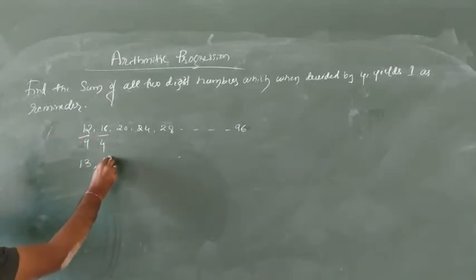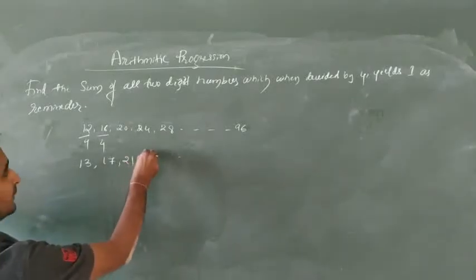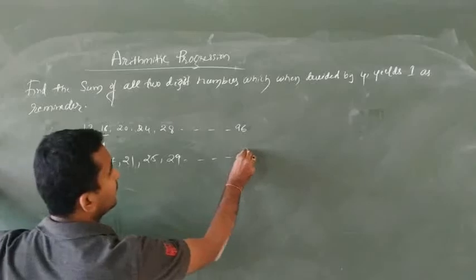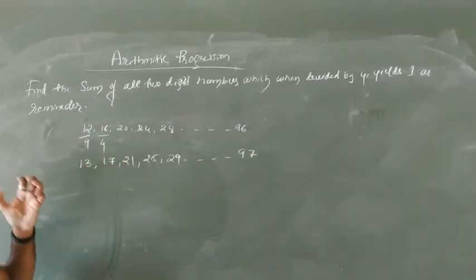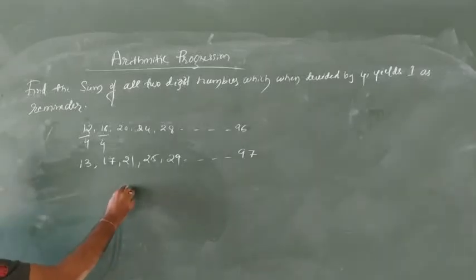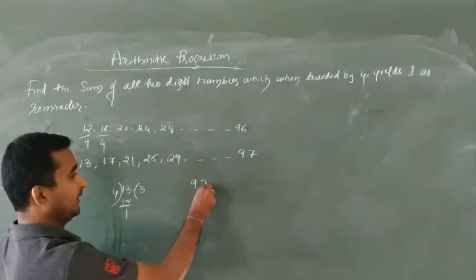The next term of 16 is 17. The next term of 20 is 21. The next term of 24 is 25. The next term of 28 is 29. Up to the next term of 96, which is 97. If I take 13 and divide by 4, four 3s are 12, and the remainder I get here is again 1. If I take the last one, that is 97.